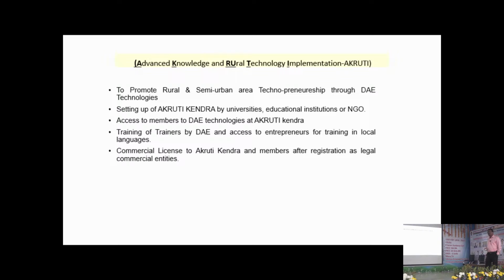So this Akruti is specifically for universities and schools and all. I will take two moments for this. This is a method by which technologies can be given to universities. It's a non-commercial arrangement.